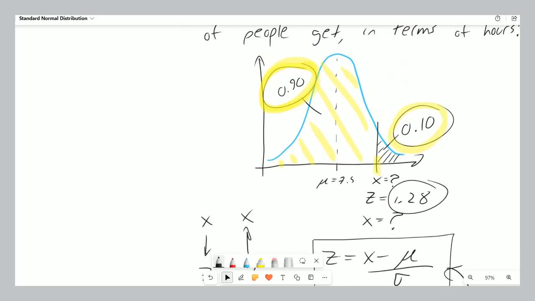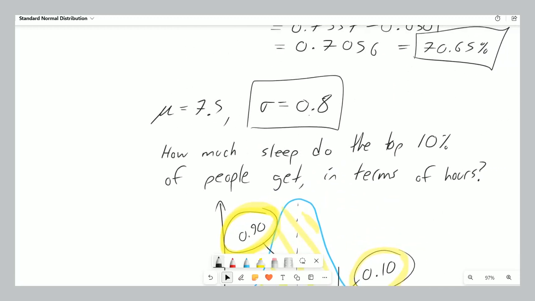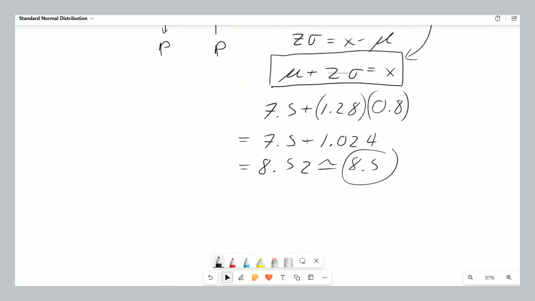So if your study shows that on average people get 7.5 hours of sleep with a standard deviation of 0.8, and you assume that hours of sleep follows a normal distribution, you can conclude that 10% of the population gets more than 8.5 hours of sleep, and 90% therefore gets less than 8.5 hours of sleep. And those are the kind of questions that you can ask and answer dealing with the normal distribution and the z-table. So I hope that helps, and until next time.